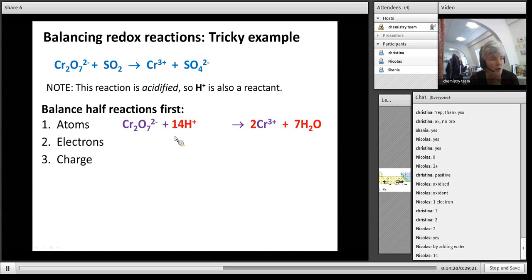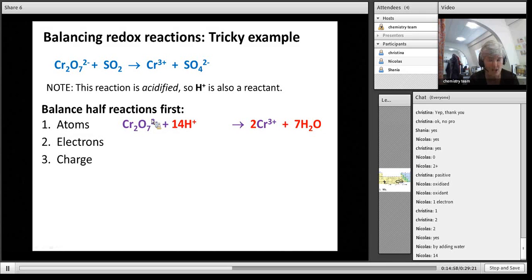So are all my atoms balanced? Have I got equal number of elements on both sides? 2 chromiums, 2 chromiums. 7 oxygens, 7 oxygens. 14 hydrogens, 14 hydrogens. So I've balanced my atoms. Now you have to balance your electrons. Well, when I say, you don't balance electrons now as such, but now you have to add in your electrons. Have electrons been lost, or have they been gained?